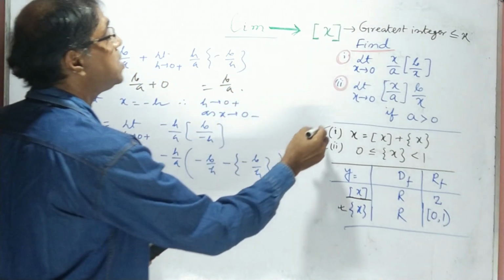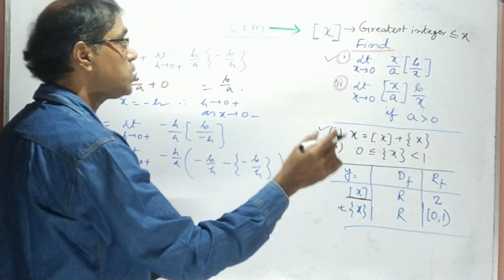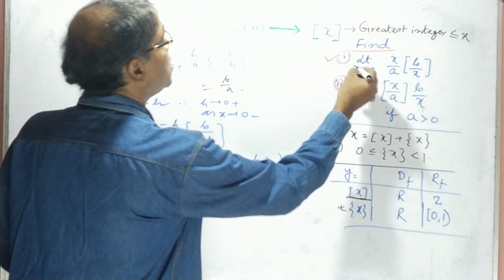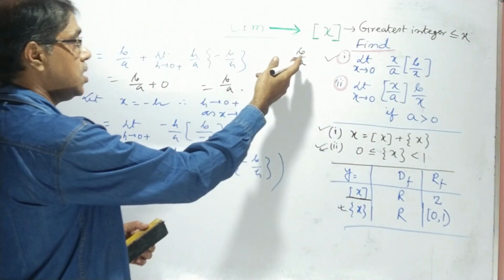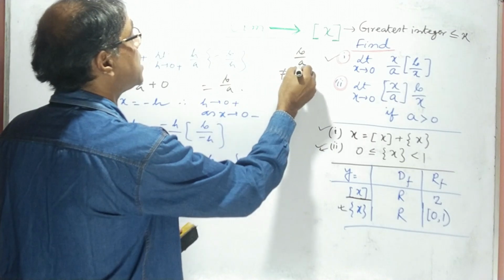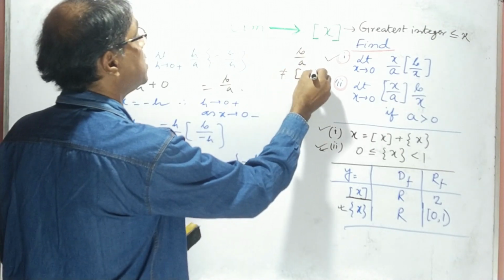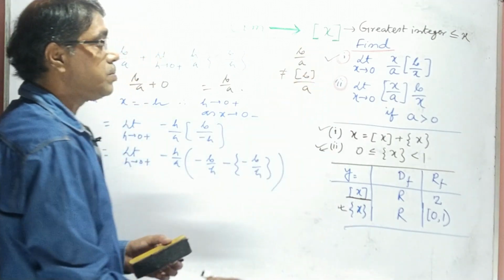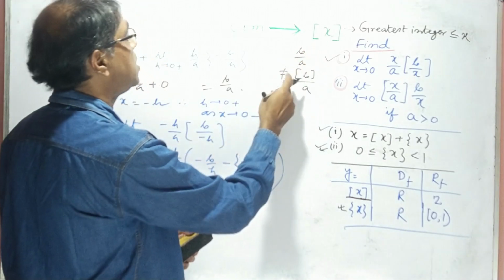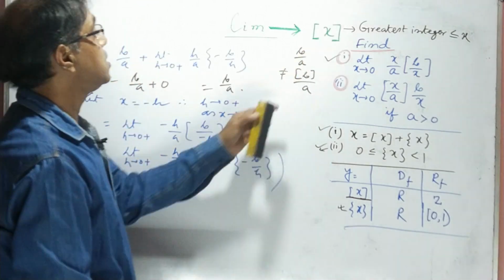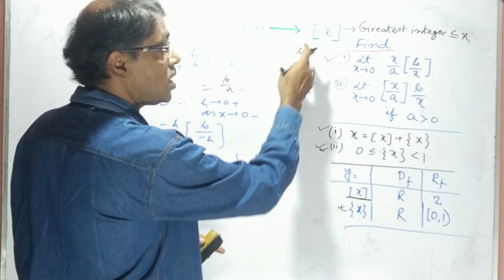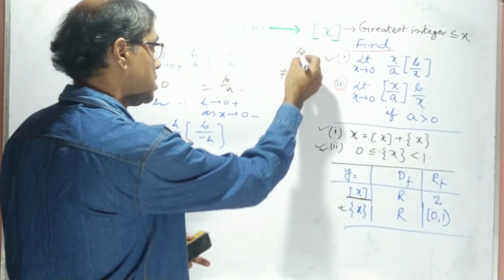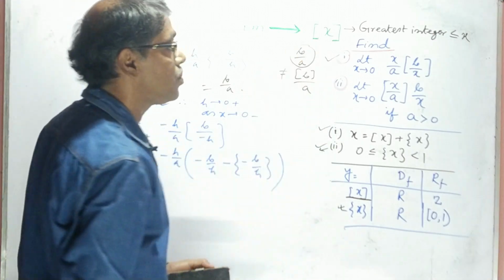So the limit exists, as both the left and right hand limits are b by a. For all values of b, it is not equal to the greatest integer part of b by a. It is not possible. If b is a fraction, the result is also a fraction. This is not the greatest integer part of b. And for all values of a and b, positive or negative, this result is always b by a.